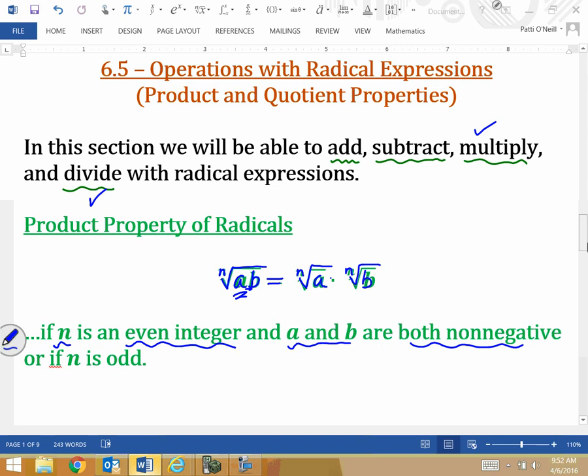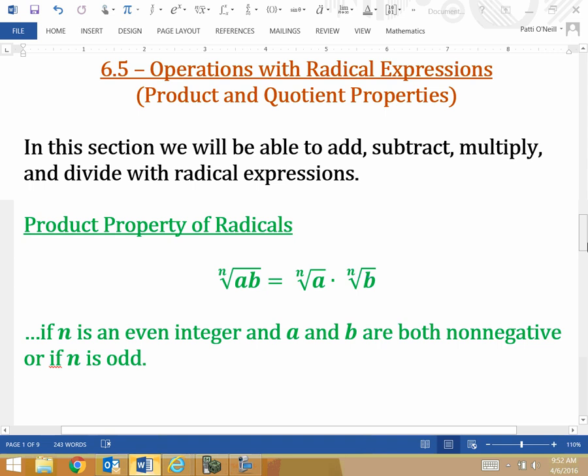The values underneath have to be non-negative. And if n is odd, it doesn't matter what we have underneath in order to get a real number answer. So we're talking about the real number system there. Make sure that property is in your notebook. You'll see how it's going to be applied here in a second with a couple different problems.